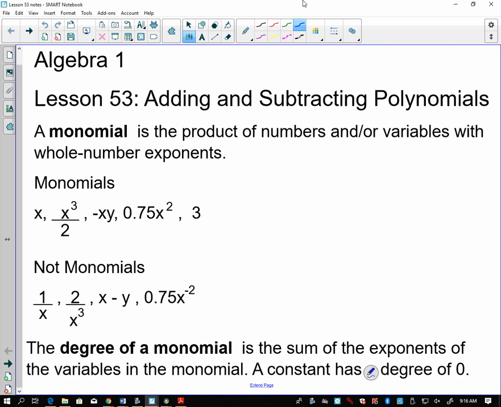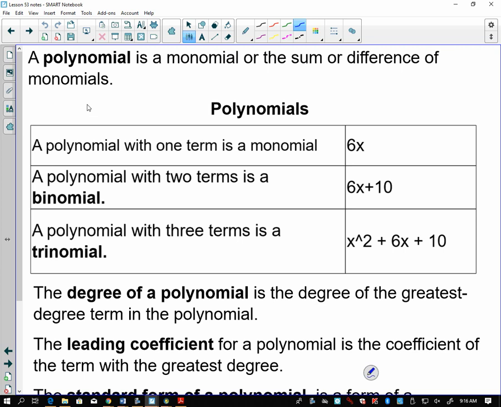Now let's look at polynomials. Adding and subtracting polynomials. We want to know what a polynomial is. It is a monomial or the sum or difference of monomials. So anyway, a polynomial with one term could be, for example, 6x. A polynomial with two terms would be 6x plus 10.